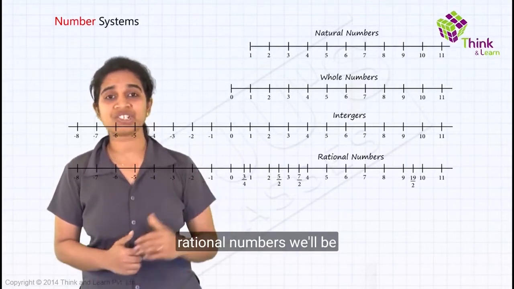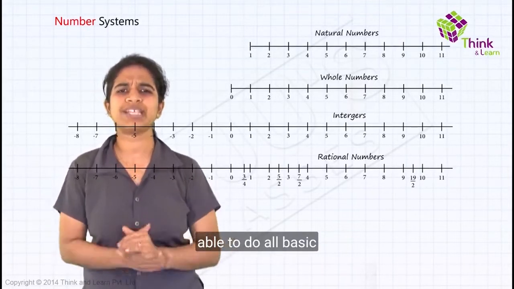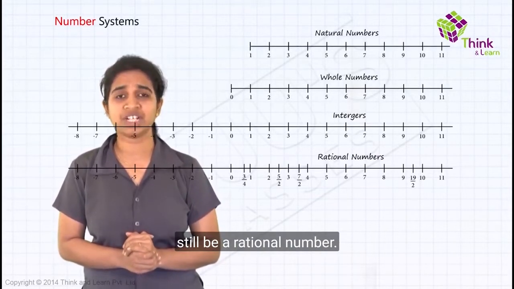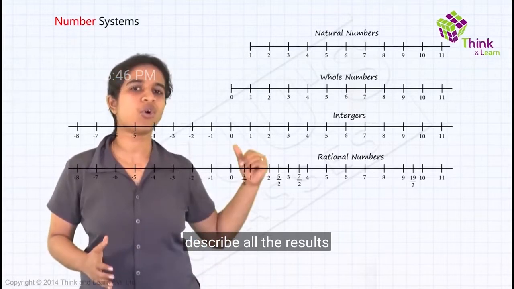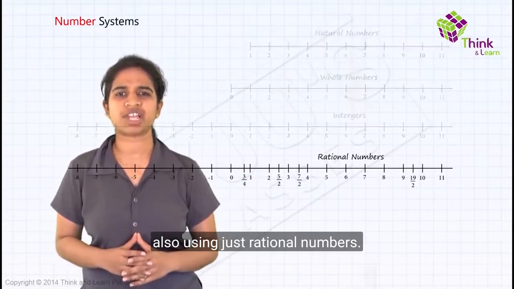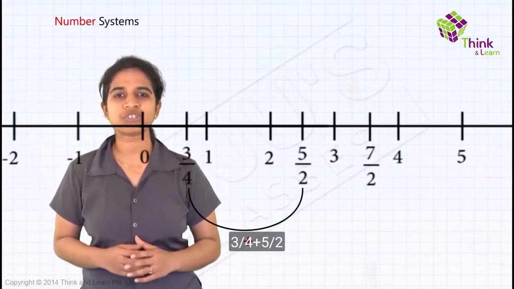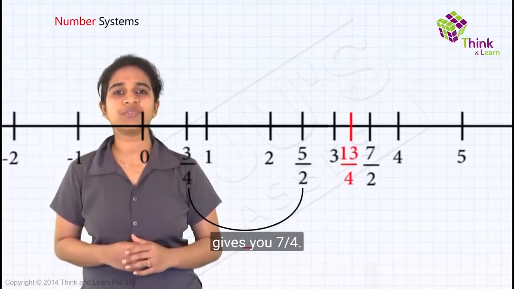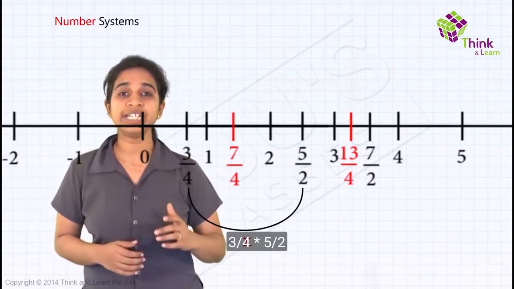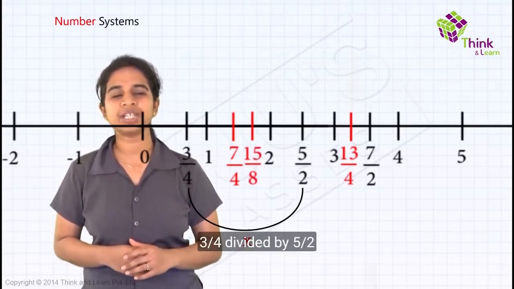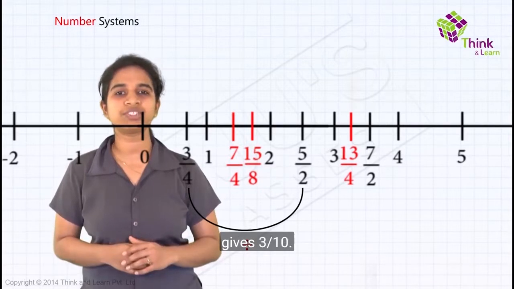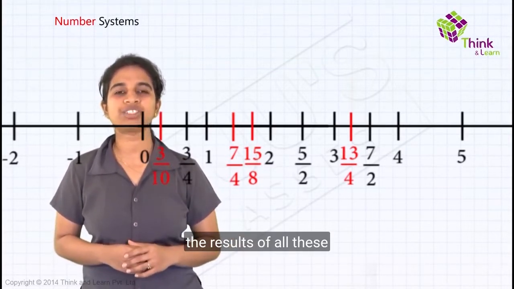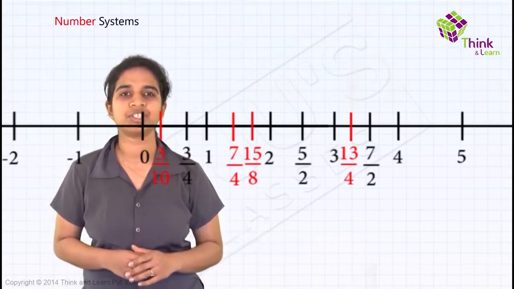You'll see that with rational numbers, we'll be able to do all basic mathematical operations and the result would still be a rational number. So we'll be able to describe all the results also using just rational numbers. Try it out. 3 by 4 plus 5 by 2 gives you 13 by 4. 3 by 4 minus 5 by 2 gives you minus 7 by 4. 3 by 4 into 5 by 2 gives 15 by 8. 3 by 4 divided by 5 by 2 gives 3 by 10. As you can see, the results of all of these operations are rational numbers.